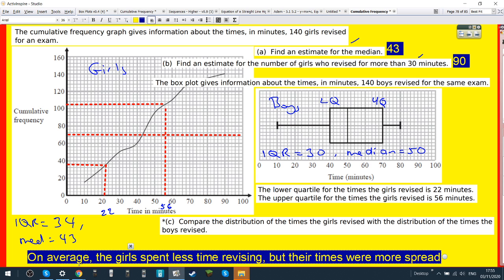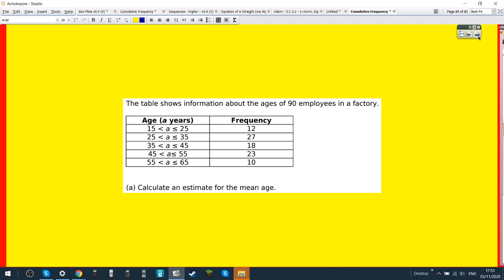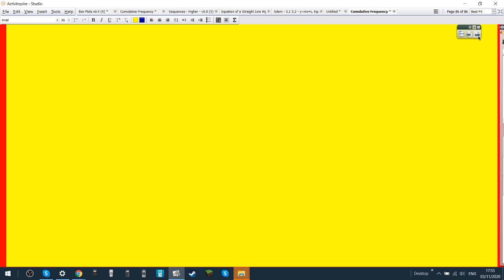So some of them did much more than the average. Yeah, I mean, you got it. You understood it. Find the median, find the interquartile range, and compare the two in context. So that's comparing cumulative frequency to box plot. Calculate mean, we did it last time. And yeah, so that is cumulative frequency. We did all of it.